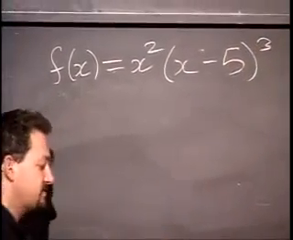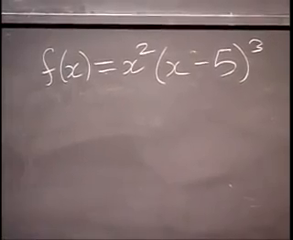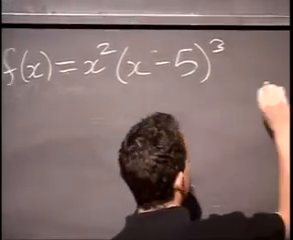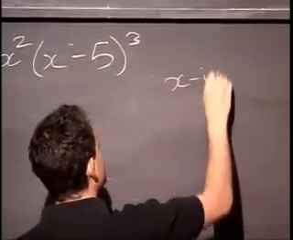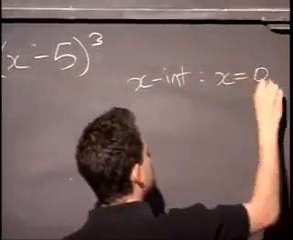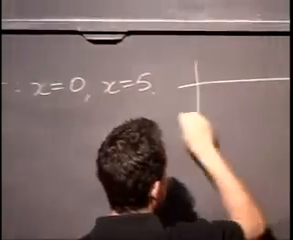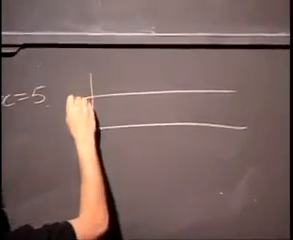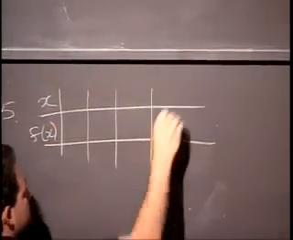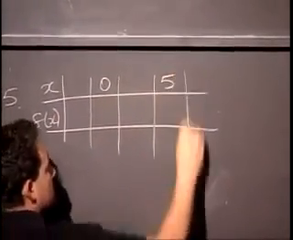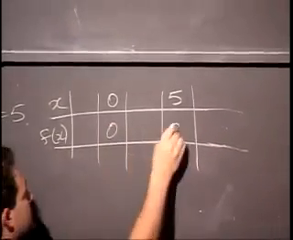We've looked at this function x squared times (x minus 5) cubed. Okay, so what do we get? Well, there's no asymptotes, and the x-intercepts are at x equals 0 and x equals 5. So if I draw up a table of signs, it looks like this. x, f of x, there's 0, there's 5, and we know that the function is 0 here and here.